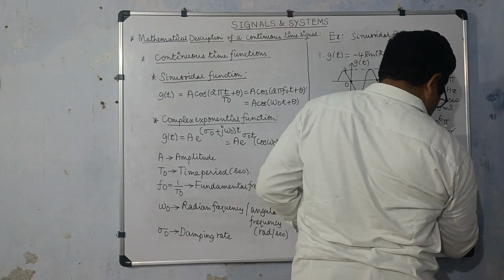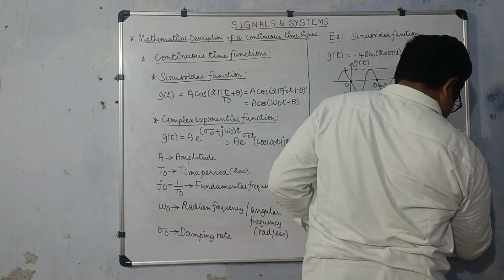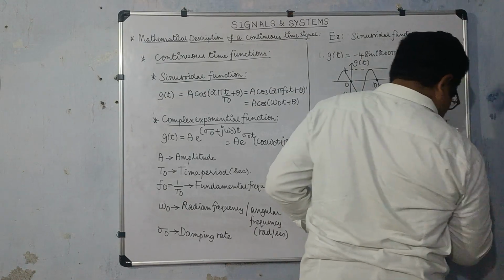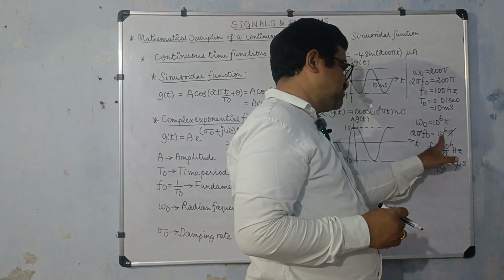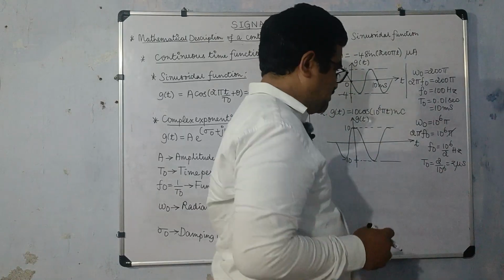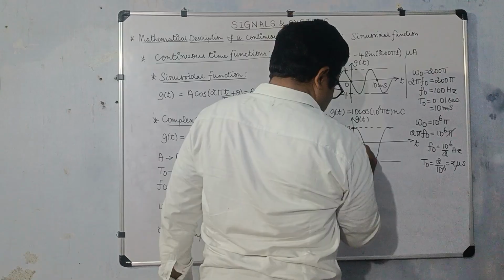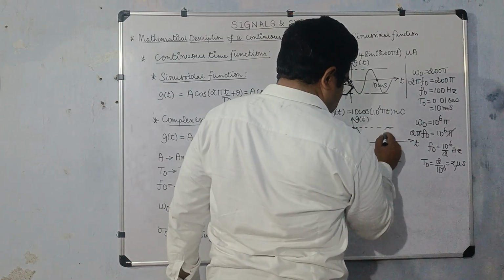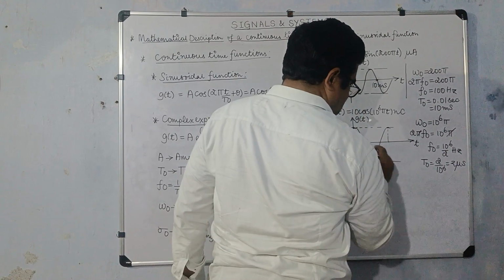T naught is 1 by f naught, which is 2 by 10 power 6, which is 2 microseconds. Am I correct? 2 by 10 power 6: 10 power 6, going to the numerator, becomes 10 power minus 6, so 2 microseconds. This time period is at t equal to 0. This is my starting time. This is one cycle. From this peak to this peak is one cycle.